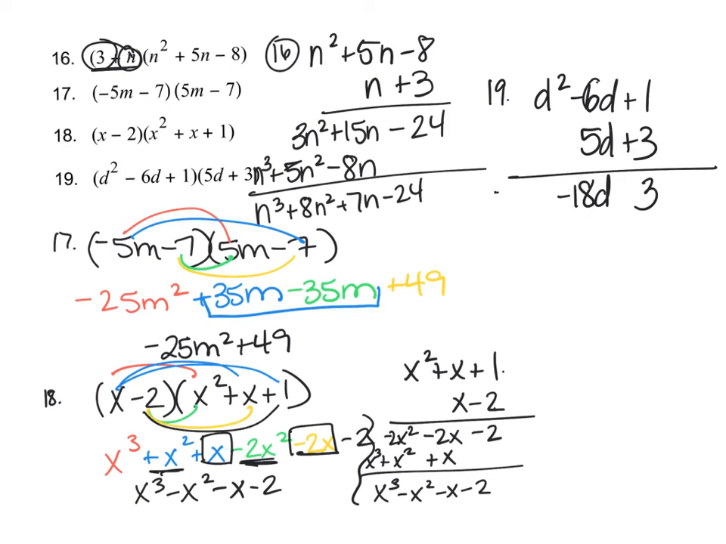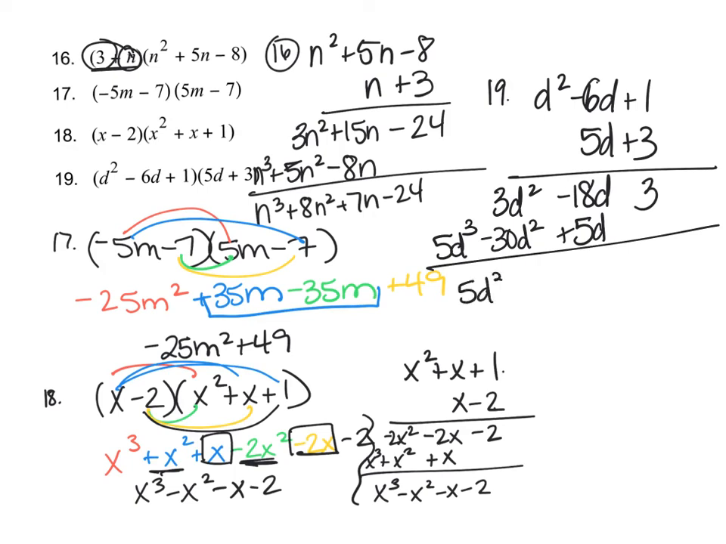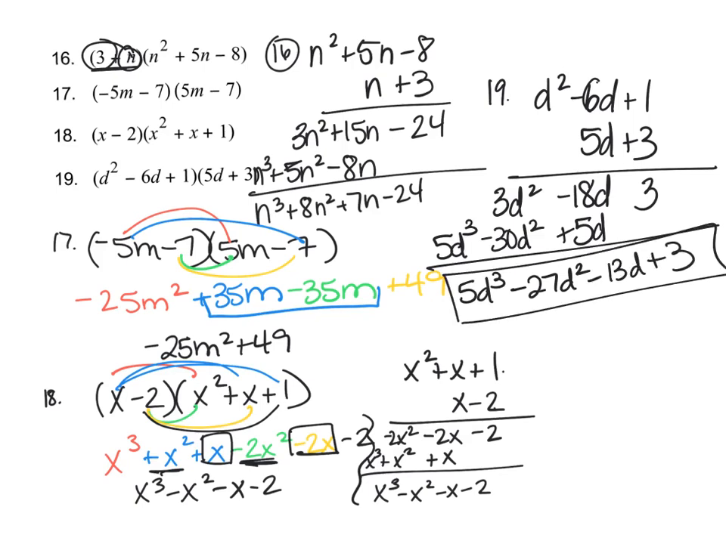And 3 times d squared is 3d squared. And then 5d times 1 is 5d. 5d times negative 6d is negative 30d squared. And 5d times d squared is 5d cubed. So we get 5d cubed minus 27d squared minus 13d plus 3. And that's my final answer for number 19.